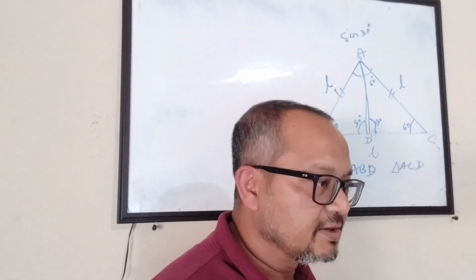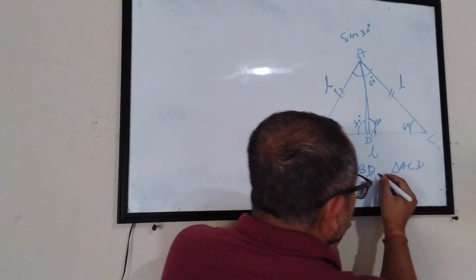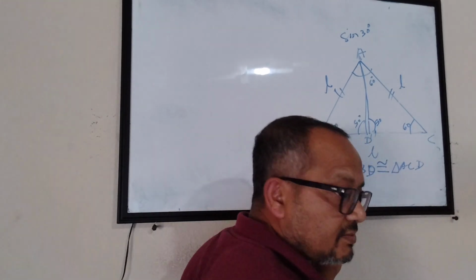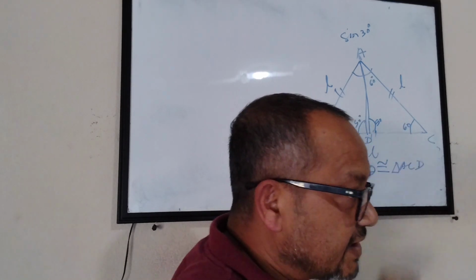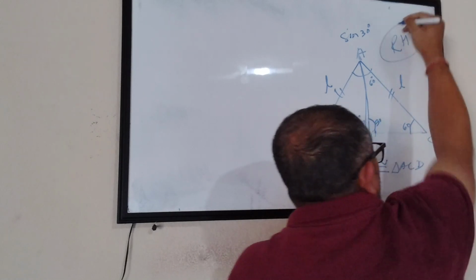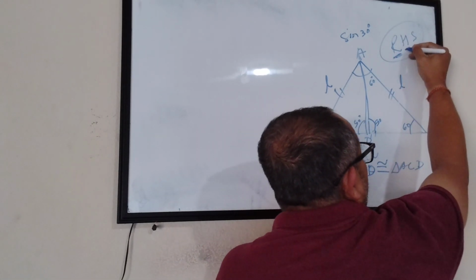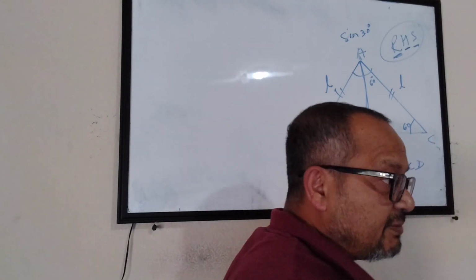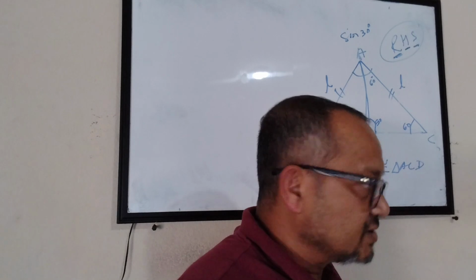Now, I'm saying that these two triangles are congruent. Why? Because both are right angle triangles. And for right angle triangles to be congruent, what we need is RHS: hypotenuse and one of the sides. If they match, then those two triangles are congruent, meaning every other property will match.